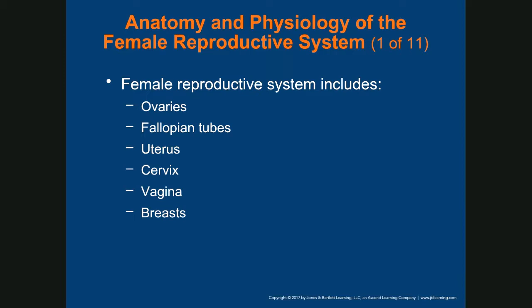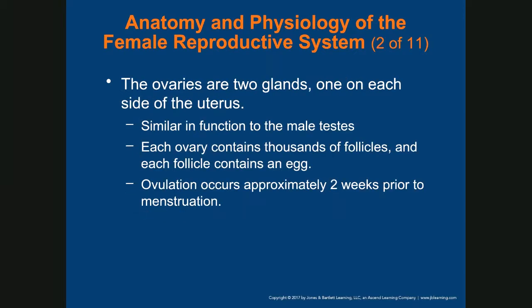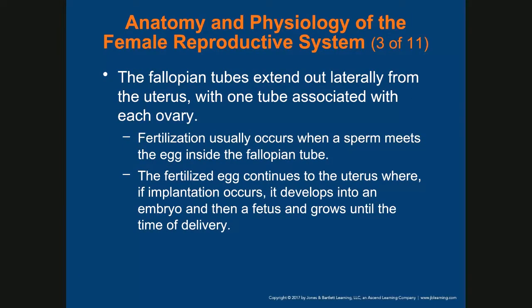All right, now the uterus is the primary organ where the fetus will develop. The cervix is the passageway between the uterus and the vagina. The ovaries are two glands, one on each side of the uterus, similar in function to the male testes. Each ovary contains thousands of follicles, and each follicle contains an egg. Ovulation occurs approximately 2 weeks prior to menstruation. The fallopian tubes extend out laterally from the uterus, with one tube associated with each ovary.